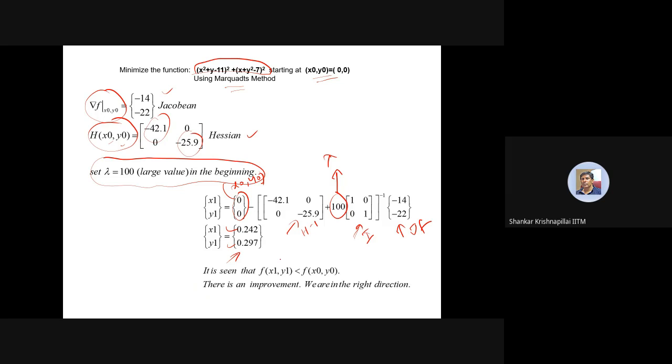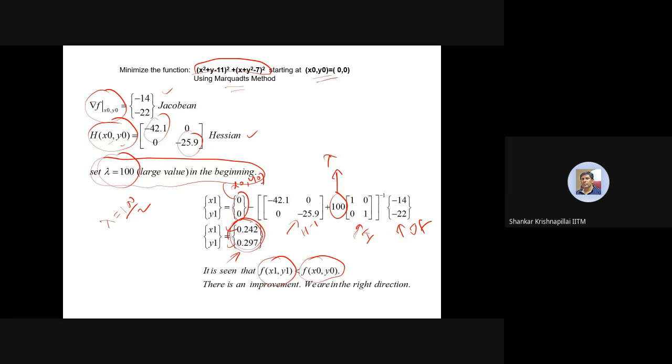So what you can do is check the objective function value at f of x1, y1. The objective function value has decreased compared to f of x naught, y naught, so we are going in the right direction. So we'll do one more iteration with a lesser value of lambda. Now lambda is 100. So for the next step we reduce lambda to 100 by 4, and repeat the same iterations.